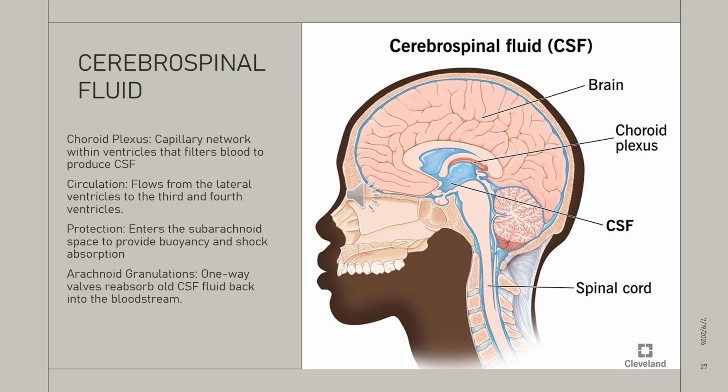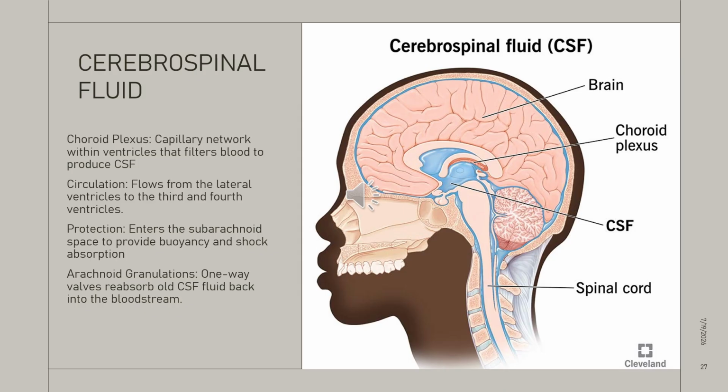The route cerebral spinal fluid takes as it flows and protects the central nervous system. Fresh CSF leaves the lateral ventricles, passing through the third and fourth ventricles before spilling out into the subarachnoid space to wrap around the brain and spinal cord. It serves two roles. It provides buoyancy so the brain floats, and it works like a liquid shock absorber against physical impact. Old fluid travels up to the top of the skull to be recycled.